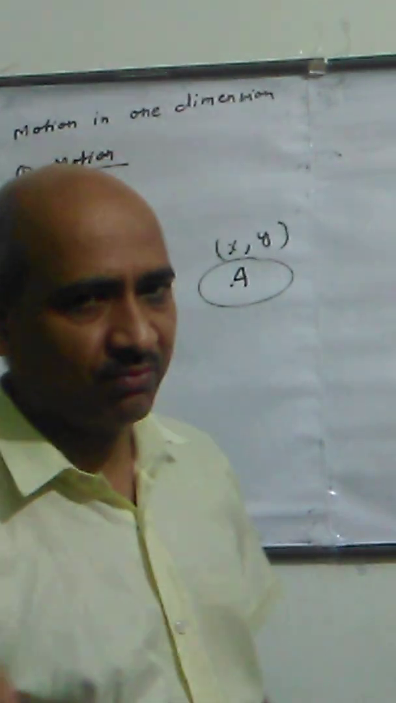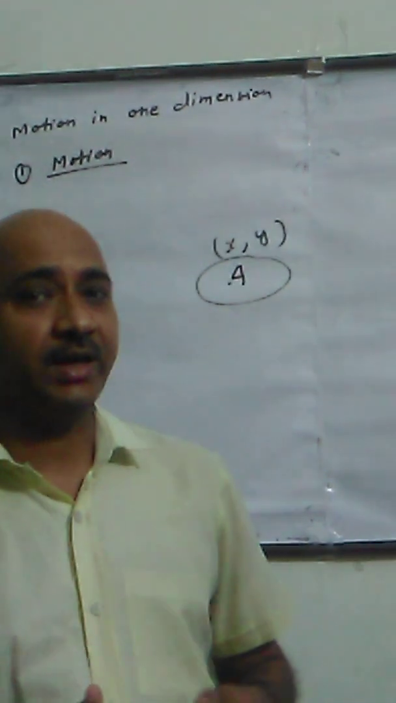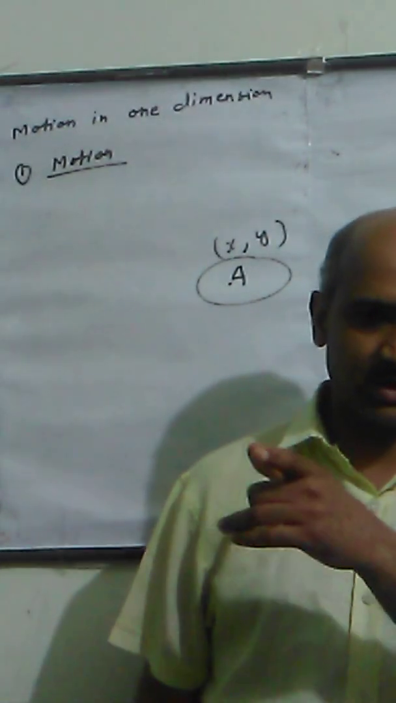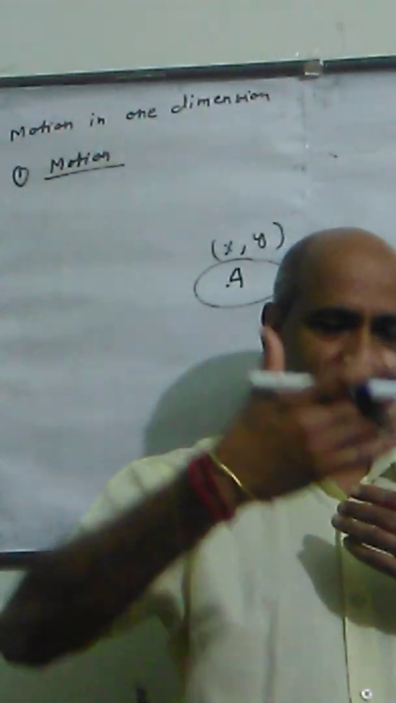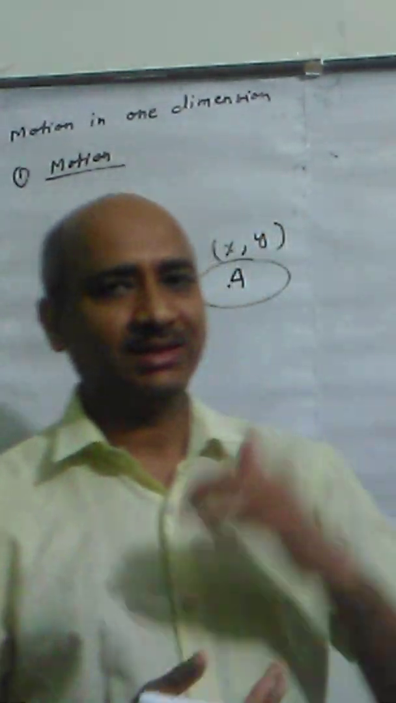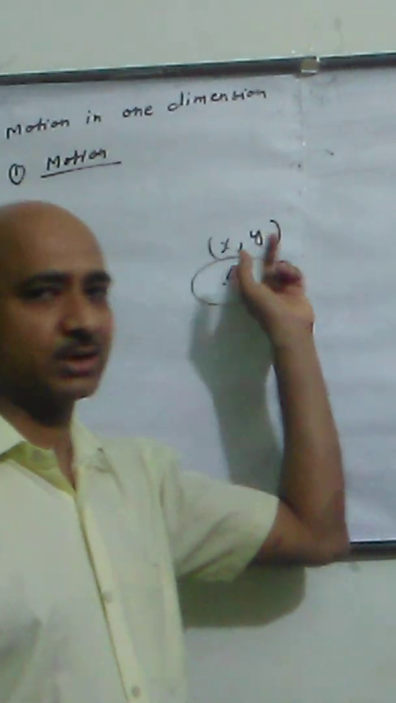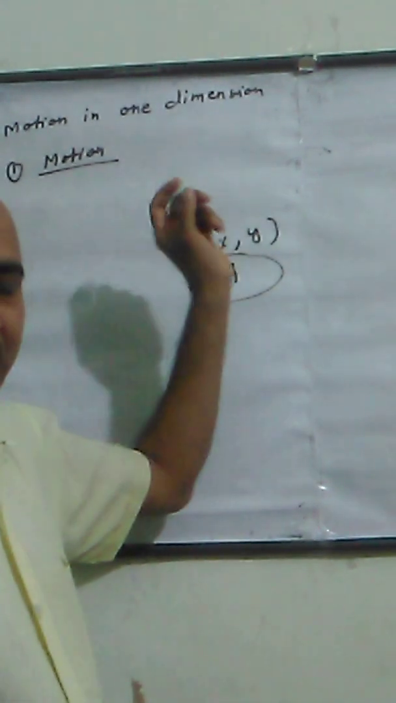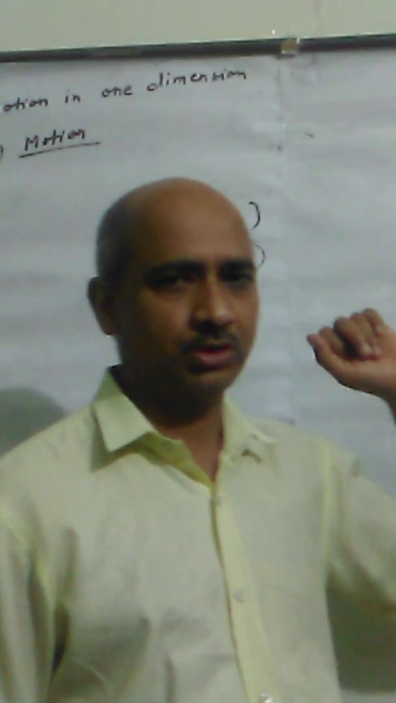Similarly, if I want to represent a point in space, I need 3 coordinates: the lengthwise distance, the breadthwise distance, and the distance in space. That means 3 coordinates, x, y, and z, are required. That type of motion is called 3-dimensional motion.